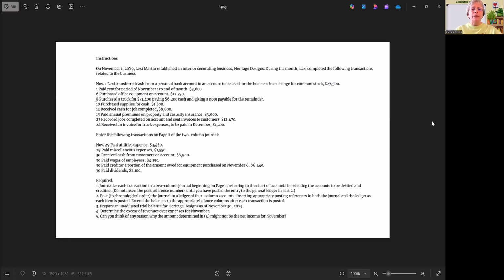So now we're going to jump into a couple of examples and walk through this process. One is from financial accounting, which may be for you principles of accounting, and the other one is going to be from intermediate accounting. So let's take a look. Okay, so here we have a financial accounting or principles of accounting typical example of a homework problem. So we're going to walk through this.